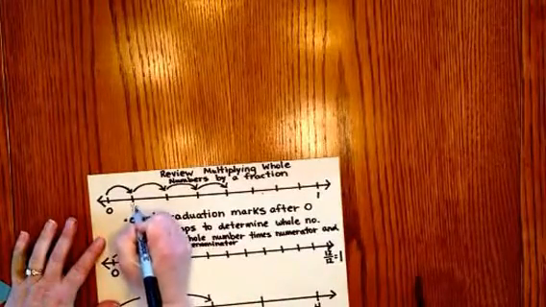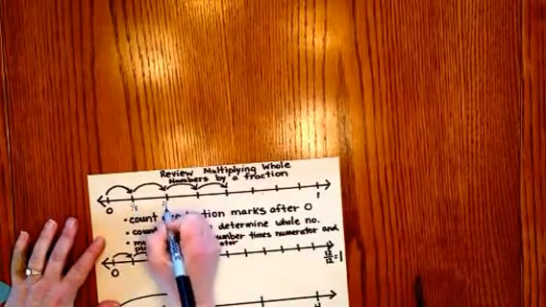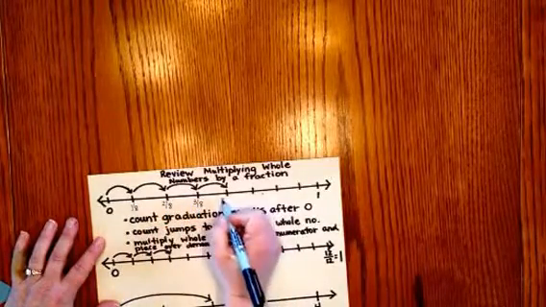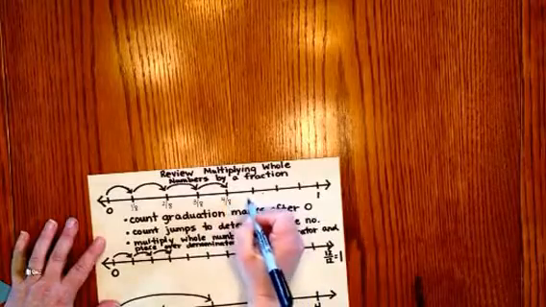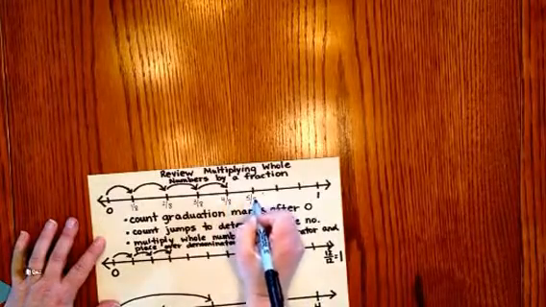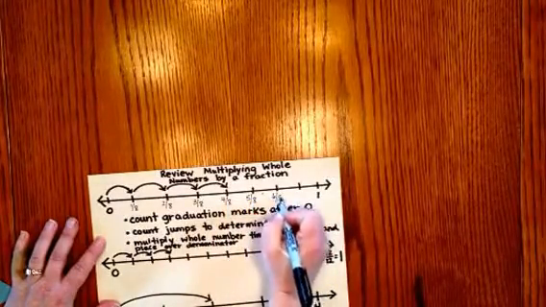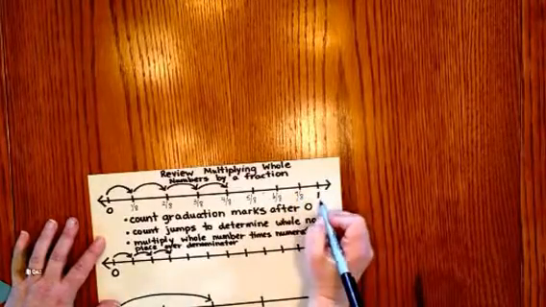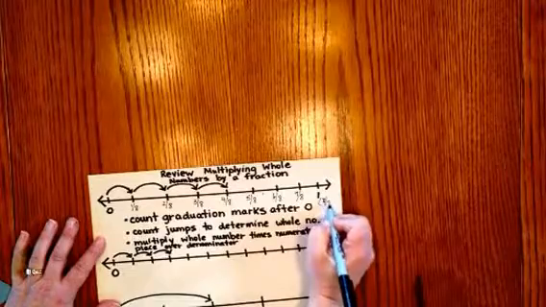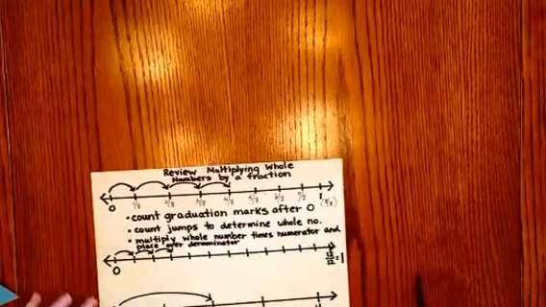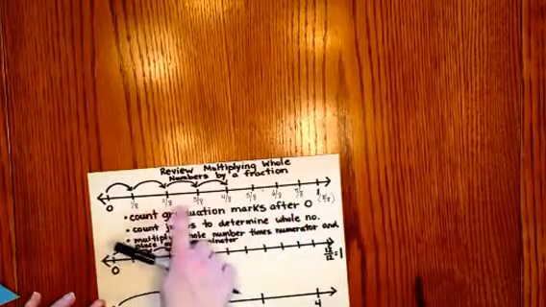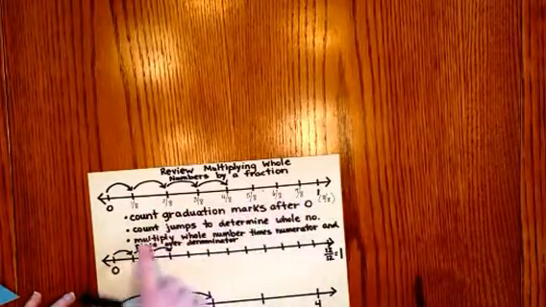So this would be 1/8, 2/8, 3/8, 4/8, 5/8, 6/8, 7/8, and of course 1 is also equal to 8/8. Okay, so that's what we would do first, count the graduation marks after 0 so we can figure out what our fraction and our denominators are going to be.